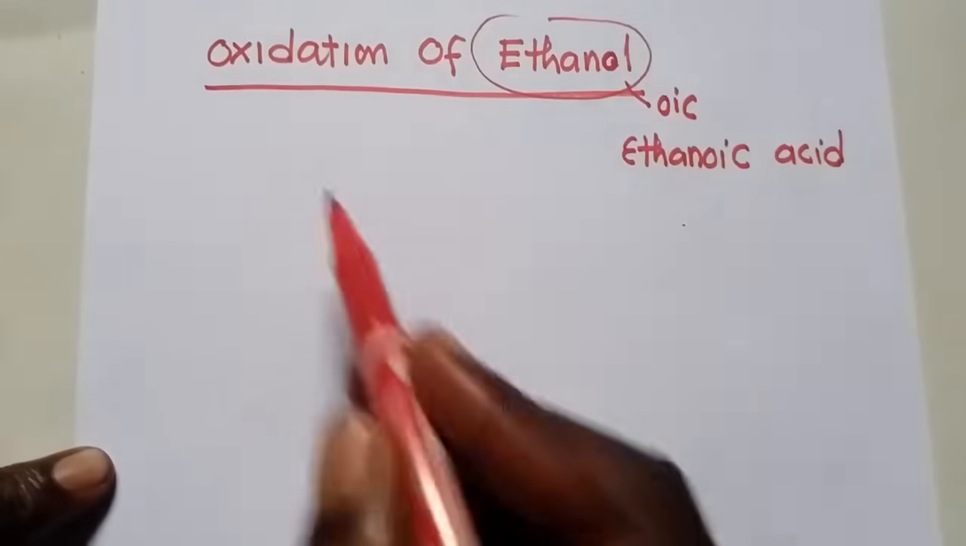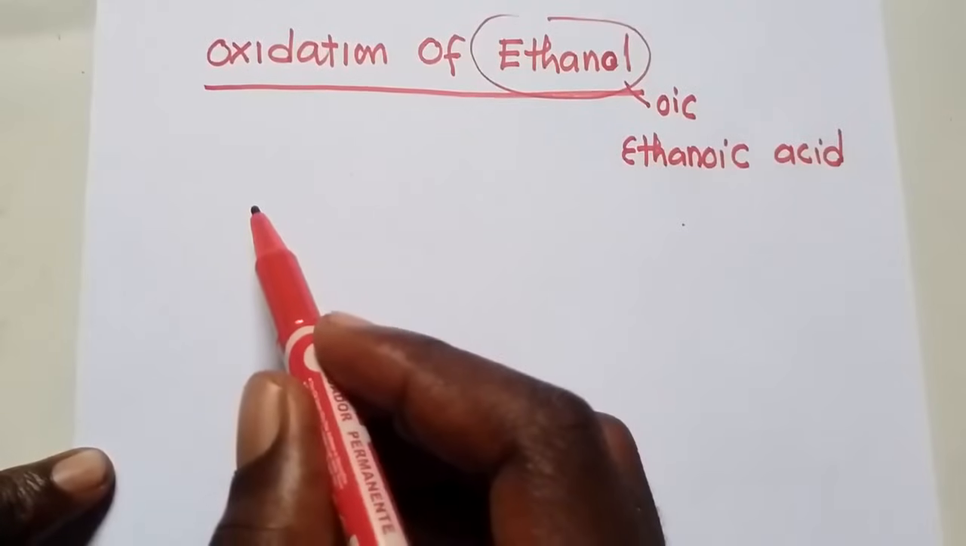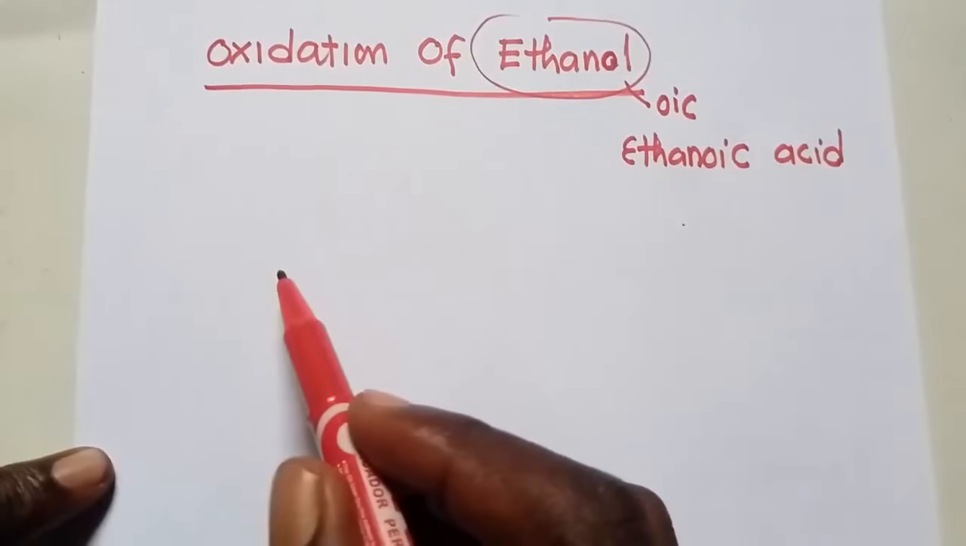Ethanoic acid is the carboxylic acid that will be formed. So now you get ethanol. Ethanol, we've covered it. I believe we know how to write ethanol.